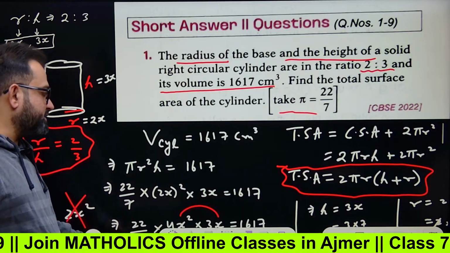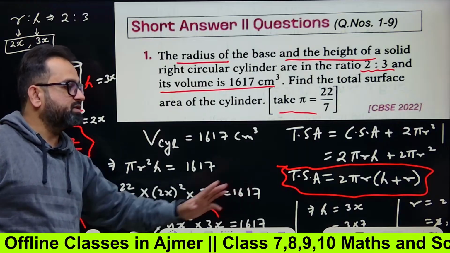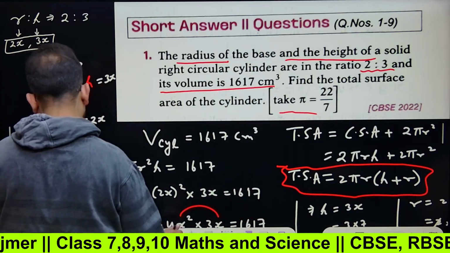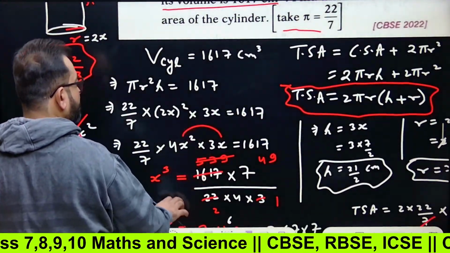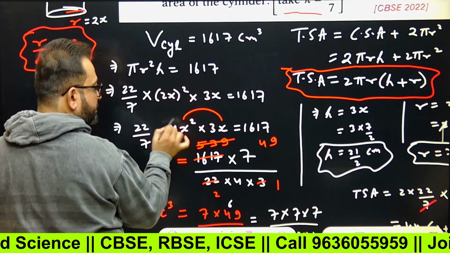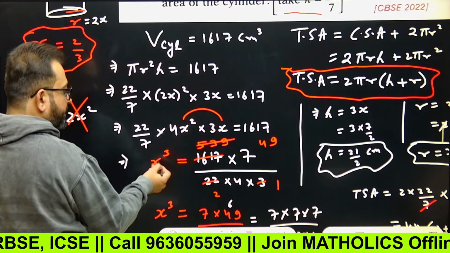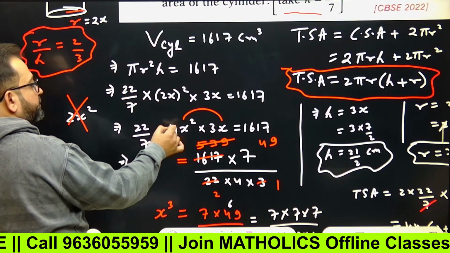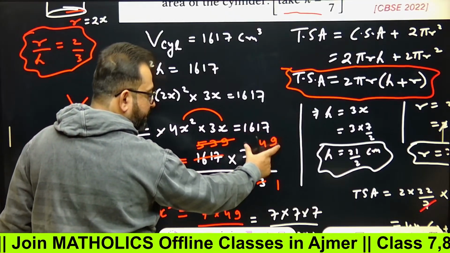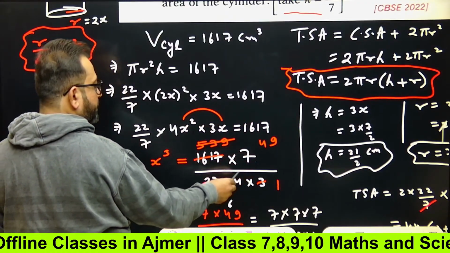Put the values. Pi is 22 by 7. What is radius? 2x. 2x whole square into h, which is 3x, equals 1617. This way you have to first find the value of x, right? So how to find the value of x? You write 4x square into 3x. That means 4 threes are 12, and x square into x will be nothing but x cube. This 22 by 7 into 4x square into 3x is 1617. This 4, 3 and 22 will go to the denominator side. This 7 will go to the numerator side. So 1617 into 7 upon 22 into 4 into 3.